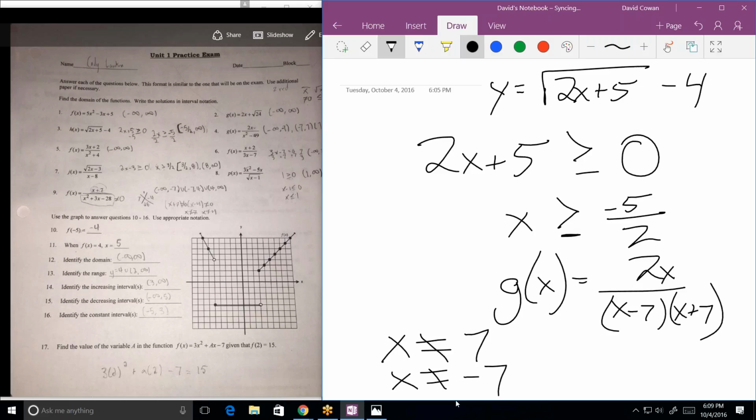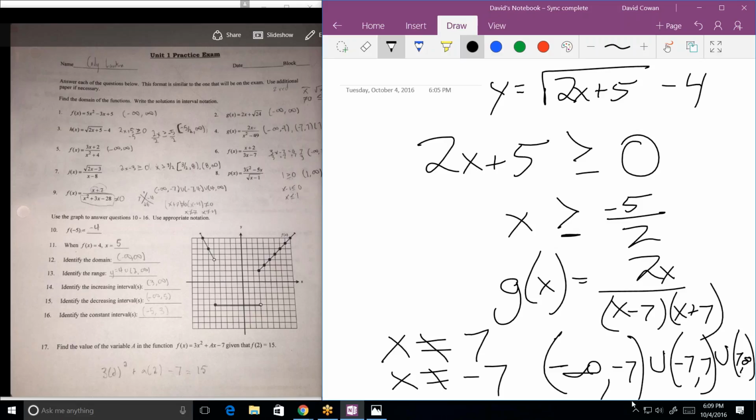Okay. So to write that in interval notation, always start at minus infinity, to minus 7, in combination with minus 7 to 7, in combination with 7 to positive infinity. And those are all parentheses, no brackets at all. It cannot be equal to minus 7, or 7. And infinities always have parentheses. There's no such thing as a bracket around an infinity.